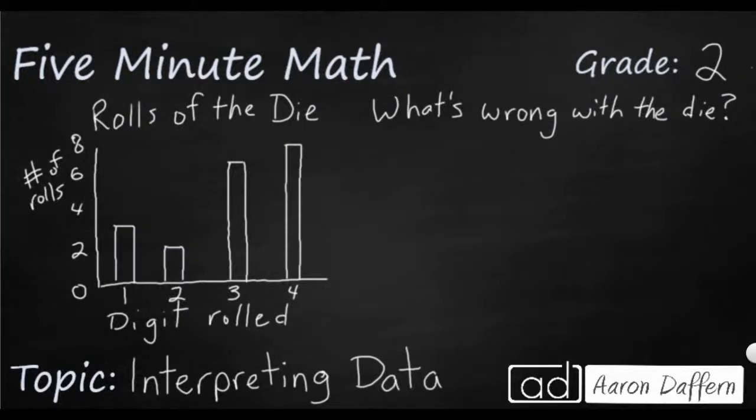Today we are looking at the second grade concept of data, specifically how we can interpret data in bar graphs and pictographs by drawing conclusions and making predictions, and we'll do it in 5 minutes or less. So you see I have a simple bar graph that I drew on the screen, and what I did was I rolled a die, just a basic number cube that's got 6 sides, and I rolled it 20 times. And what I did is I kept track of which digit I rolled and how many times.